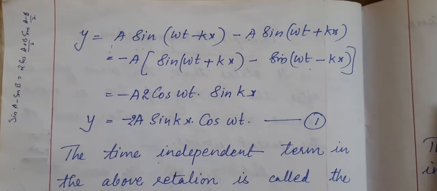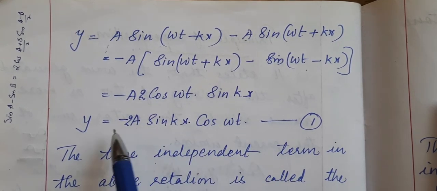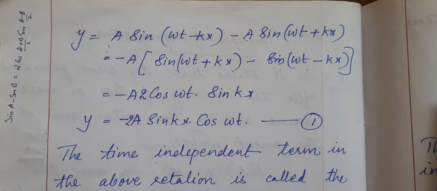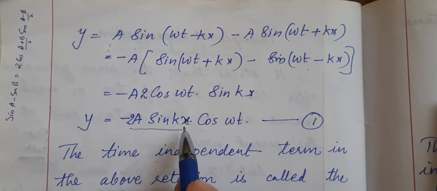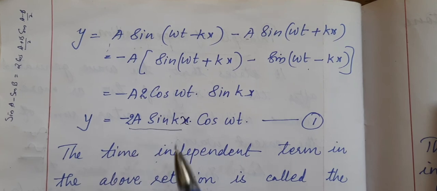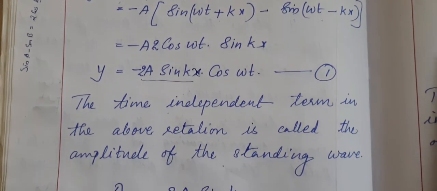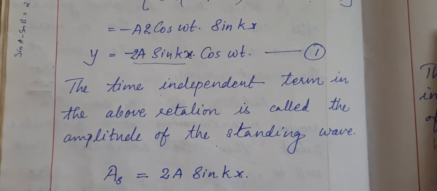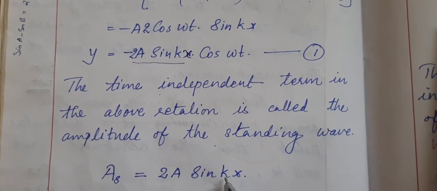So you get the result as minus 2a cos omega t sin kx. So y is minus 2a sin kx into cos omega t. Here this is the time independent term, there is no time in this, only kx is here. This term is actually our amplitude of the wave. This is the phase term. So the resultant amplitude of this standing wave is 2a sine kx. The resultant amplitude depends on the values of k, x and a.